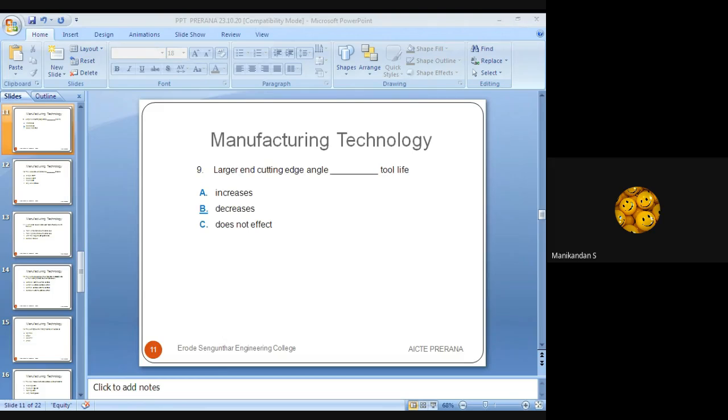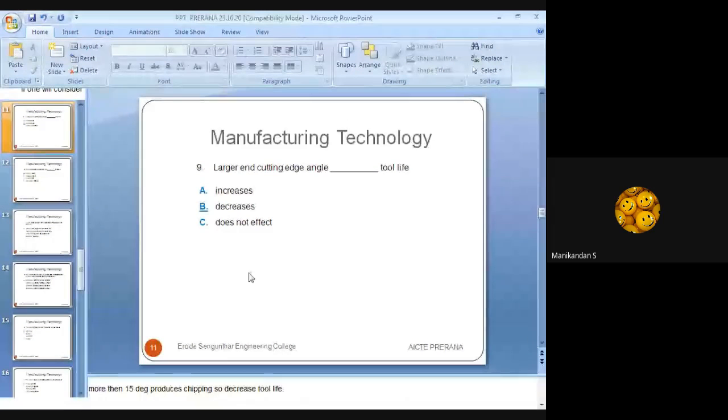Okay, note it down. Large end cutting angle decreases the tool life.